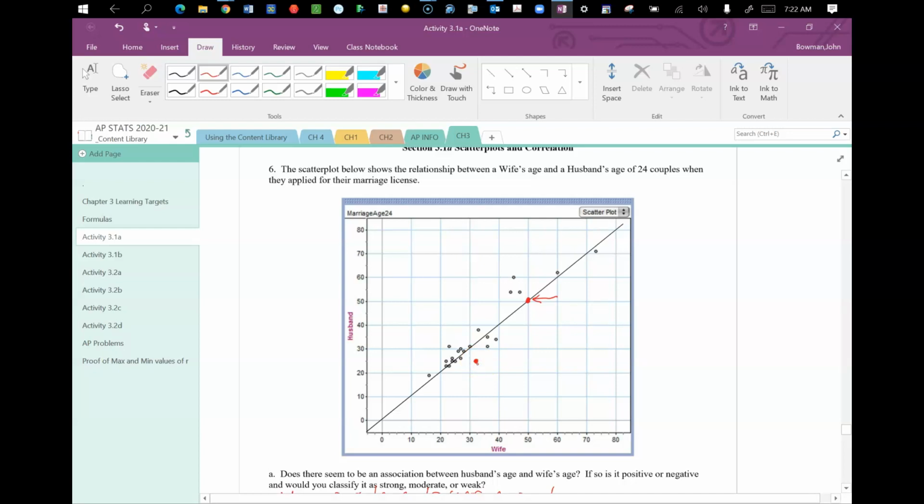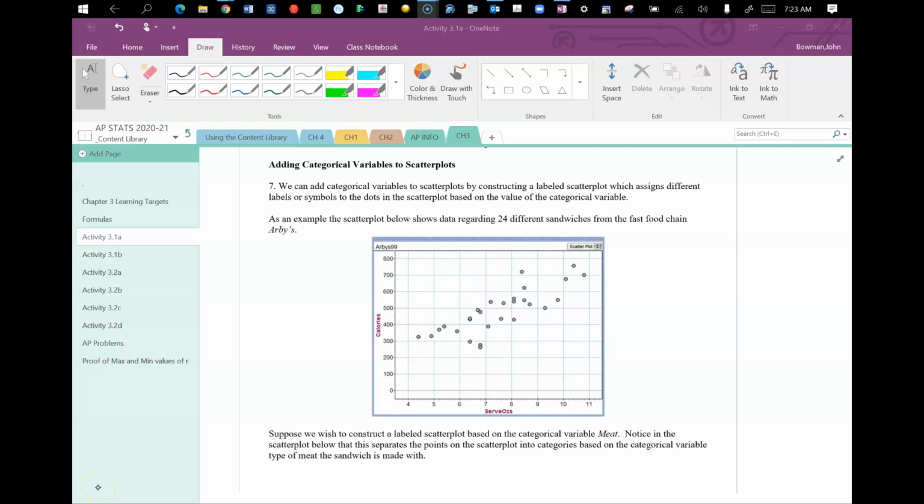So this point below the line, we can see that the wife was about 32 years old when she got married, and the husband was less than 25 years old. So below the line, we could say that y is less than x, or we can say in this case that the husband was younger than the wife when they got married. Similarly, if we were to pick a point above the line y = x, we could say that y is greater than x, or that the husband was older than the wife when they got married.